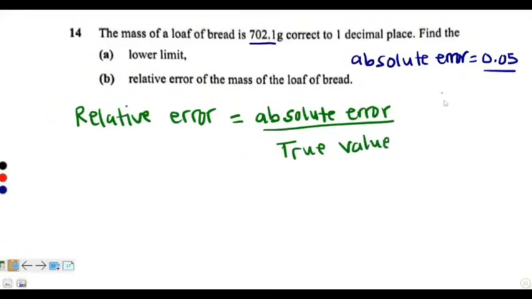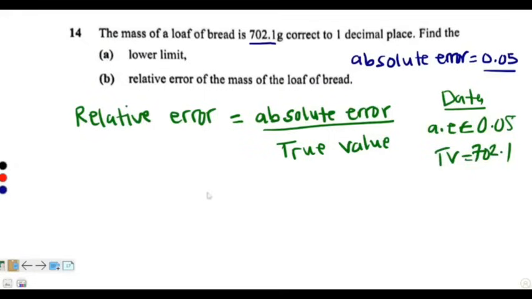So our data right here, the absolute error is this one, 0.05. Then your true value is 702.1. Okay, so you just have to fill in right there. So I'm going to say absolute error is 0.05 over true value is 702.1. It will be very difficult for you to divide like this, so you have to make sure that you reduce the numerator and the denominator by not having these decimal numbers.